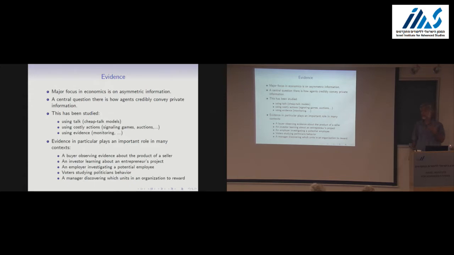So to start with, I want to convince you that studying evidence is a worthwhile endeavor, evidence in economics in general. A major focus in economics for the last 40 years probably has been on asymmetric information. And the question there is, how do agents convey, or how do we elicit from them information that they have? It's been done in various methods, using cheap talk, for example, using costly actions, signaling, etc., and in mechanism design, auctions and so on, and using evidence, monitoring, etc.